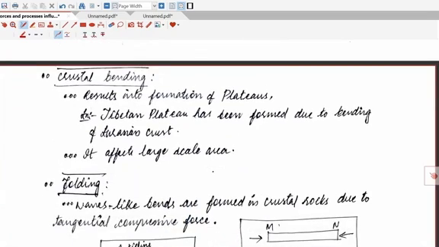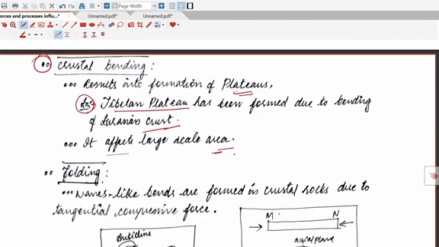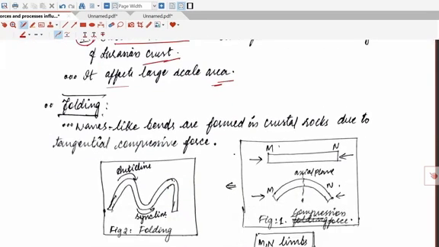So next we'll go to crustal bending. Crustal bending results in the formation of plateaus. An example is the Tibetan Plateau, which has been formed due to bending of the Eurasian Plate, and it affects a large-scale area. There is nothing more in this topic. You can easily understand it, and we'll discuss what is folding.